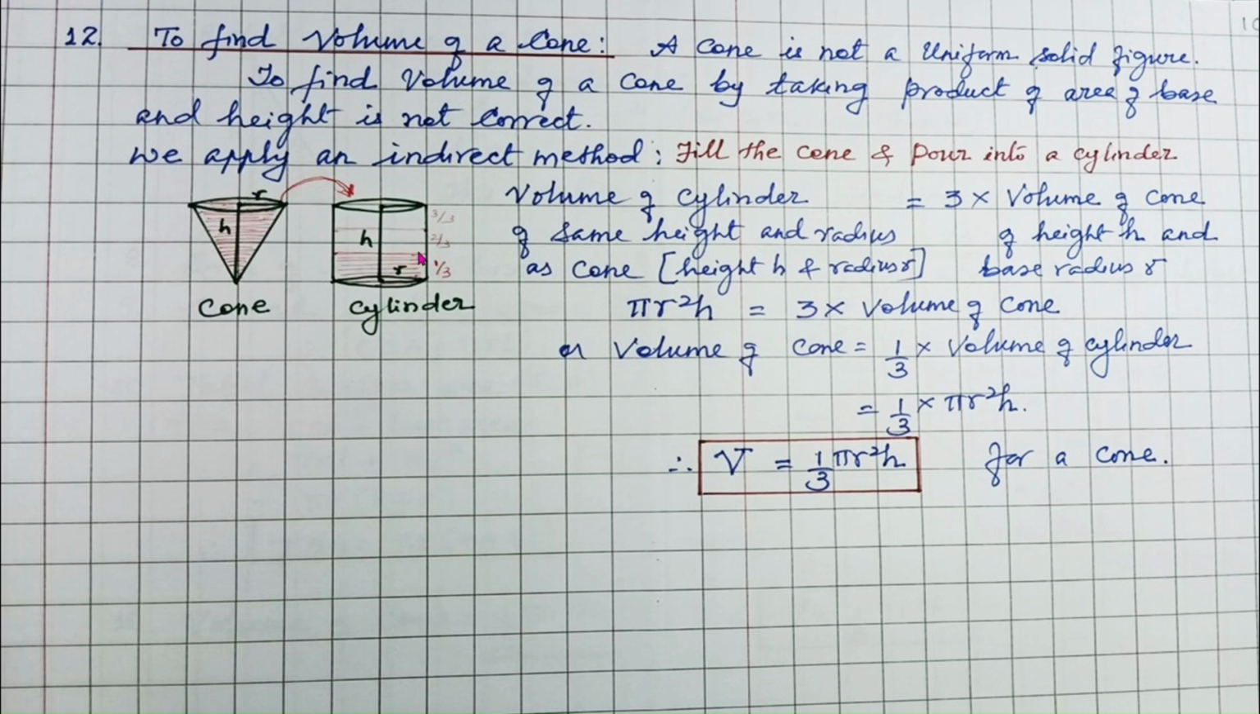For that we consider a cylinder of the same height and the same radius as the cone. When we fill the cone with water or any material and pour it into the cylinder, we find that 1/3 of the volume of the cylinder is occupied. That means the volume of a cone is 1/3 the volume of a cylinder of the same height and radius. The volume of a cylinder is pi r squared h, so 1/3 the volume of the cylinder is 1 by 3 pi r squared h, and that is the volume of the cone. So please remember that.